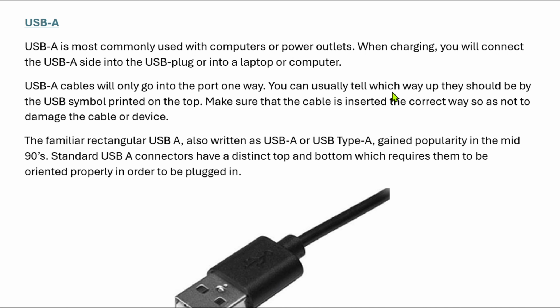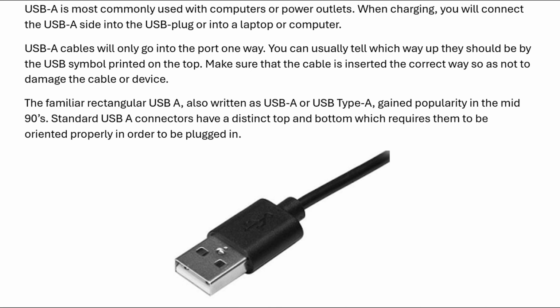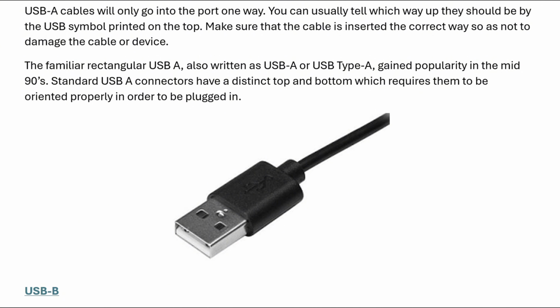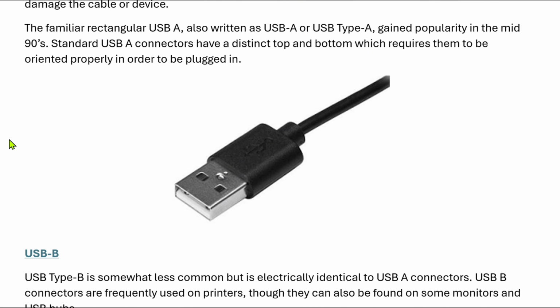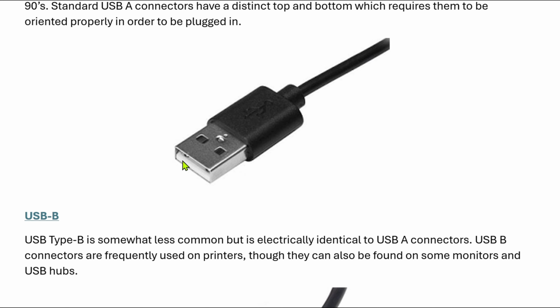You can usually tell which way up it should be by the USB symbol printed on the top. Make sure that the cable is inserted the correct way so that you do not damage the cable or the device. The familiar rectangular USB Type-A gained popularity in the mid-90s. Standard USB-A connectors have a distinct top and bottom, which requires them to be oriented properly in order to be plugged in. So this is the typical shape of USB Type-A.